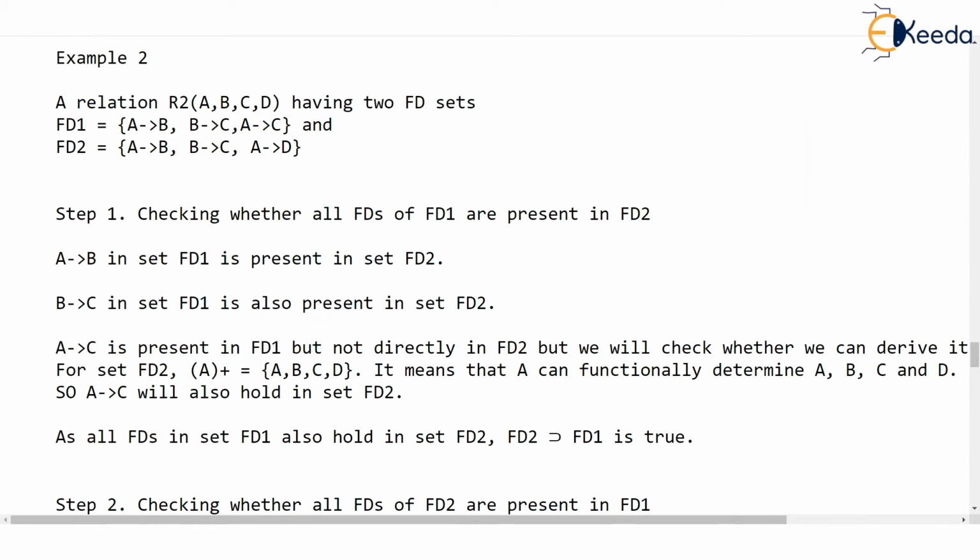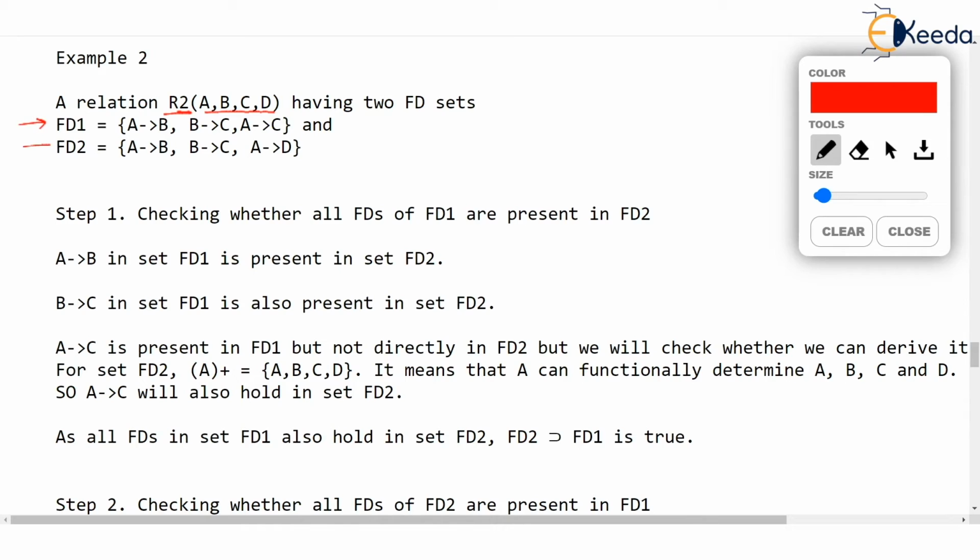So let's first of all prove whether FD2 covers FD1. FD2 covers FD1 means take every dependency of FD1 and check whether it can be derived by FD2. So let's take A determines B, the first FD from FD1. A determines B. Now, can this A determines B be derived by FD2? Yes, very well, because A determines B is already there in FD2.